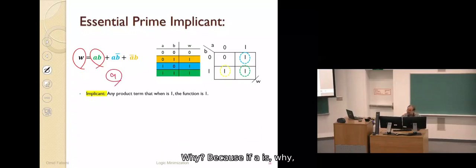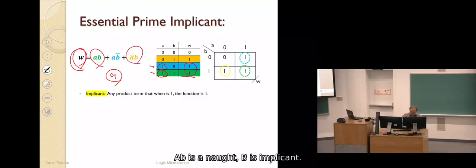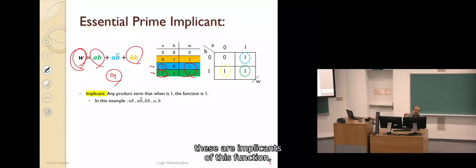Why? Because if A is 1, I am sure that W is 1 also. Do you agree? When A is 1, either we have this row or that row, and in both of them W becomes 1. So A is also an implicant. AB is an implicant. A B naught is an implicant. So in this example, these are implicants of this function, W.